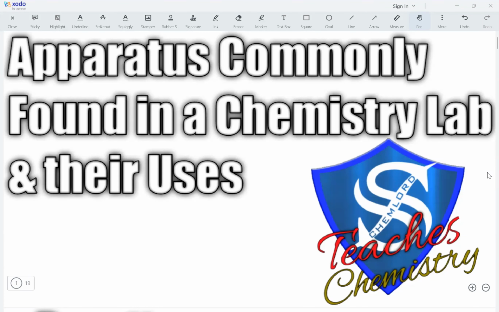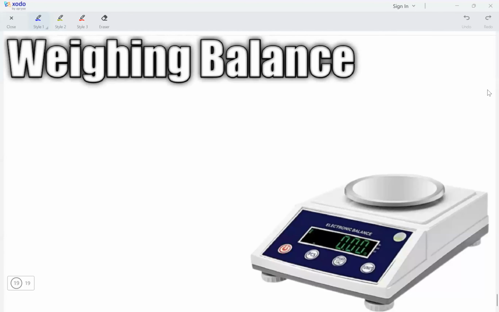Hi guys, this is experimental chemistry and we are looking at apparatus commonly found in a chemistry lab and their uses. A weighing balance, or more specifically a digital weighing balance, is used to measure accurate masses.